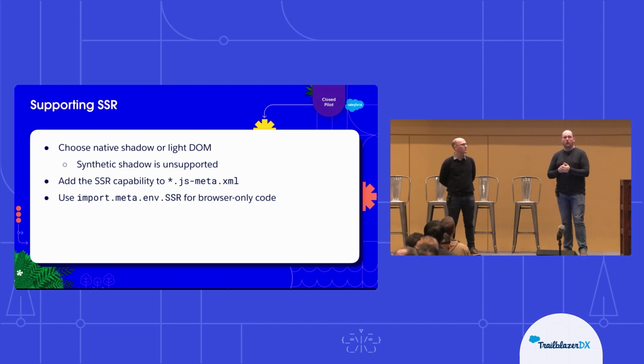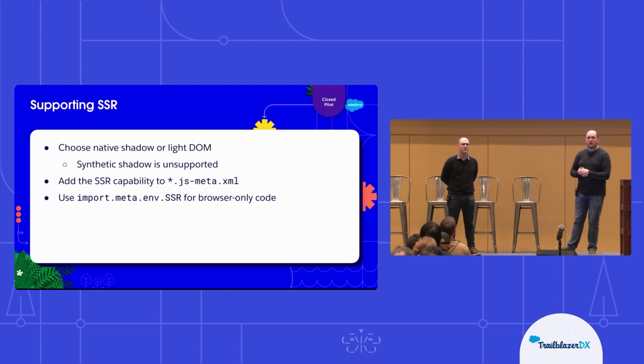What would it mean for you to take an existing component that you've written and make it SSR friendly? What would that look like? Well, first of all, SSR does not support synthetic shadow DOM. Nolan was talking about that earlier. That was the partial polyfill for shadow DOM that we've supported on the platform for some time. And that isn't supported in SSR. There are some technical reasons for that I'm not going to go into. And so rather than synthetic shadow DOM, you're going to have to choose one of two options. You're going to either have to choose native shadow or light DOM.